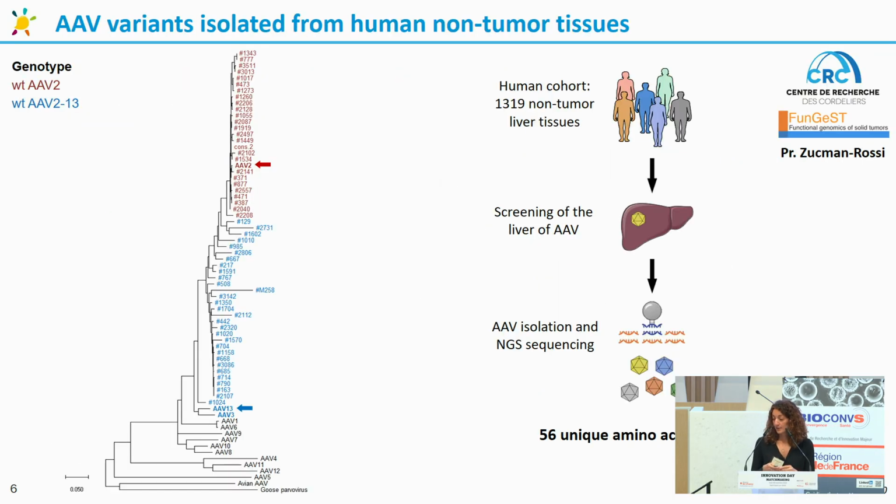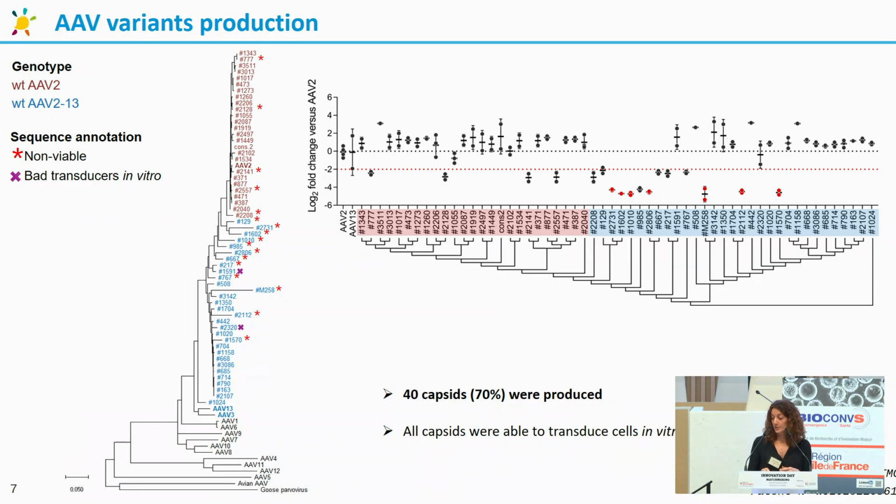So here in this phylogenetic tree, you can see the 56 variants that we isolated from human liver. And in particular, the variants cluster in two branches, one which is very close to the AAV2 serotype, and the other one which is a hybrid between an AAV2 and an AAV13. We started by producing those variants, and we found that 70% of them were successfully produced, and all the produced variants were able at least to transduce cell in vitro.